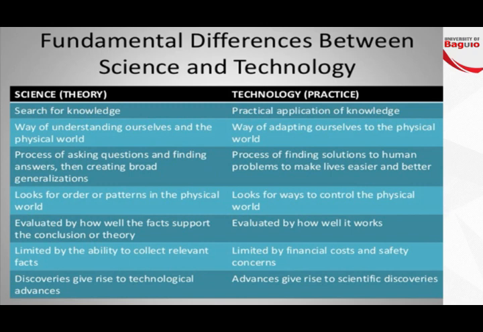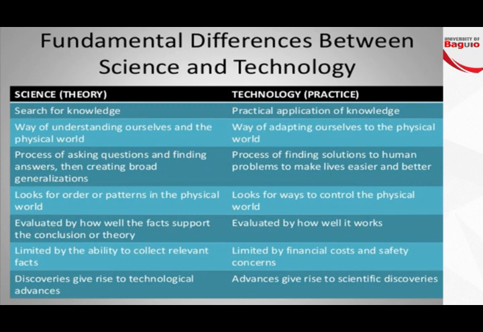For science, it is evaluated by how well the facts support the conclusion or a theory, but for technology, it is evaluated by how well it works. Example again, a device: how well is the use of this device? How effective is the use of this device? But for science, we are more on the effectiveness of this idea or theory, or the conclusion or the facts that support this conclusion or theory. So science is really knowledge and theory compared to technology, which is more on practical application.